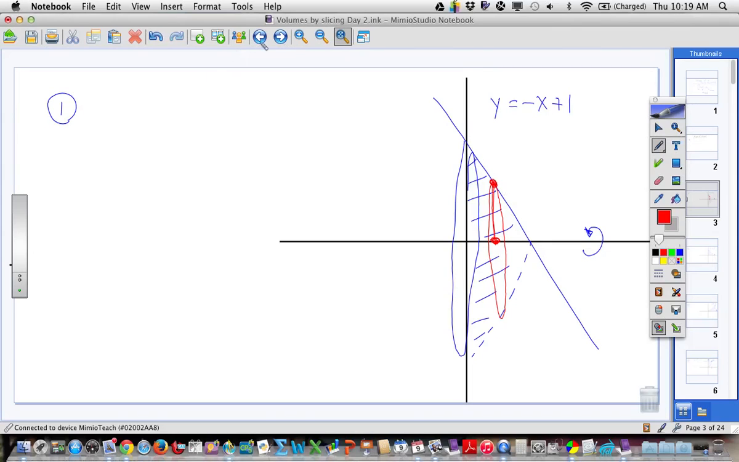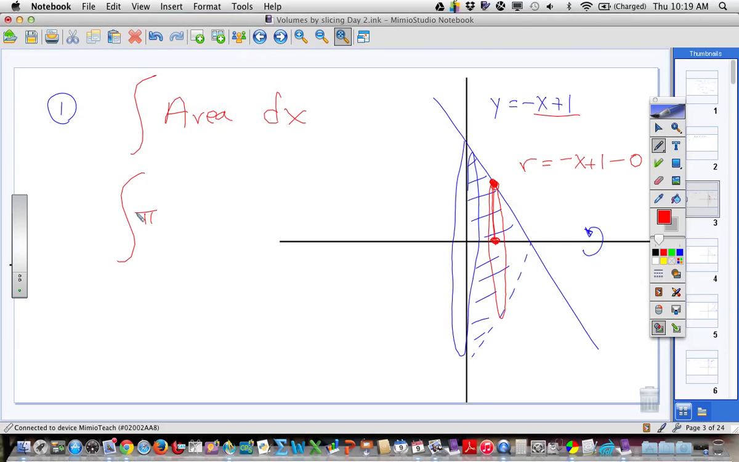So what we need to follow our formula is the area of the slice, right? That's what we need. Well, the area is the area of a circle. So I like to just put R here. The top y value is that right there. So it's negative x plus 1. The bottom y value is 0. Top minus bottom. I always like to do that just to remind myself I'm doing top minus bottom. Okay? So there's my radius.